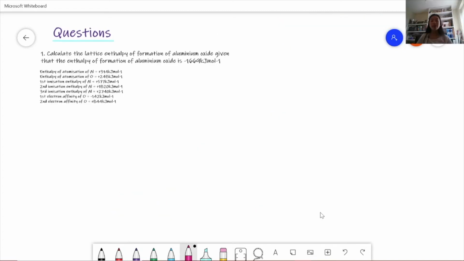So now we're going to move on to some questions. For number 1, calculate the lattice enthalpy of formation of aluminium oxide, given that the enthalpy of formation of aluminium oxide is minus 1,669 kilojoules per mole.